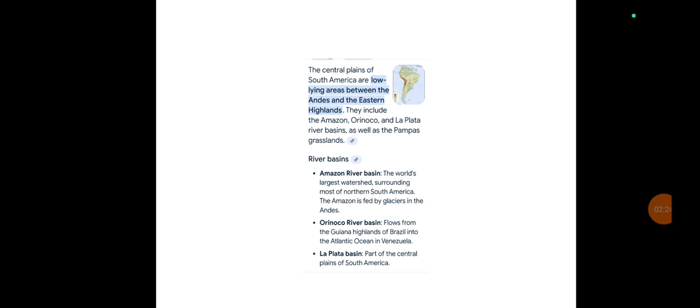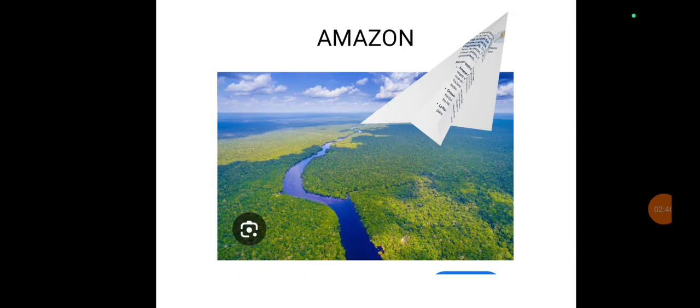Amazon River Basin, the world's largest watershed, surrounding most of northern South America. The Amazon is fed by glaciers in the Andes. Orinoco River Basin flows from the Guiana Highlands into the Atlantic Ocean in Venezuela. La Plata Basin is part of the Central Plains of South America.